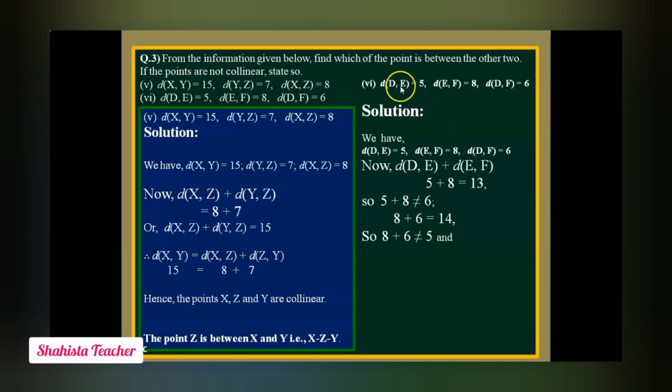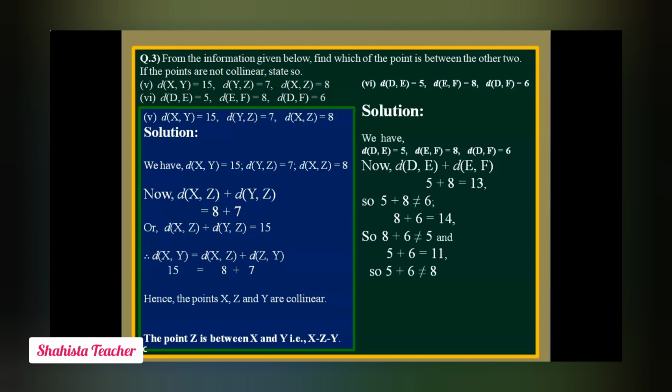Now after adding DE plus EF and EF plus DF, now first and last. Here we will write distance of DE plus distance of DF. DE plus DF, that means 5 plus 6 is equal to 11. That is not equal to 8. So here we will write 5 plus 6 is equal to 11. But 5 plus 6 is not equal to 8. So this is not collinear.